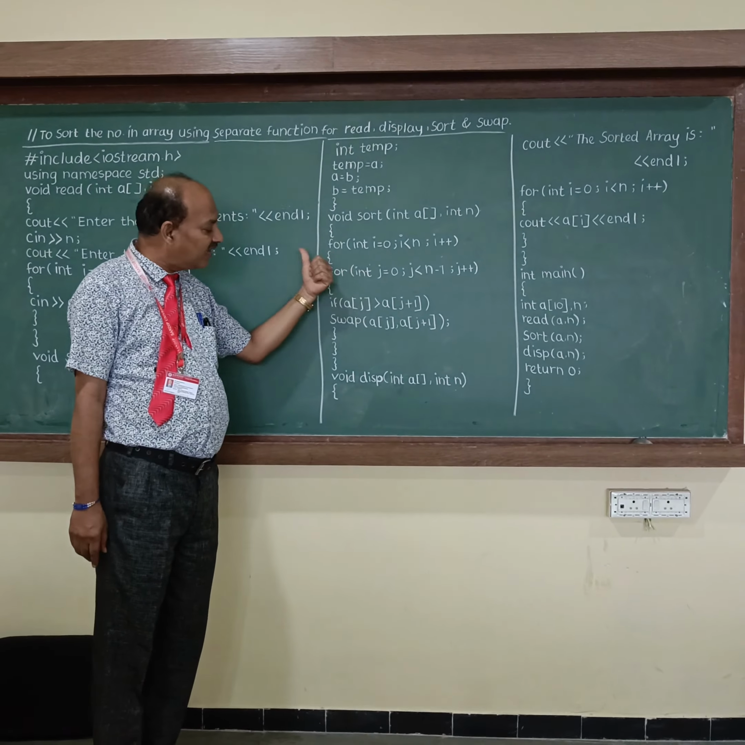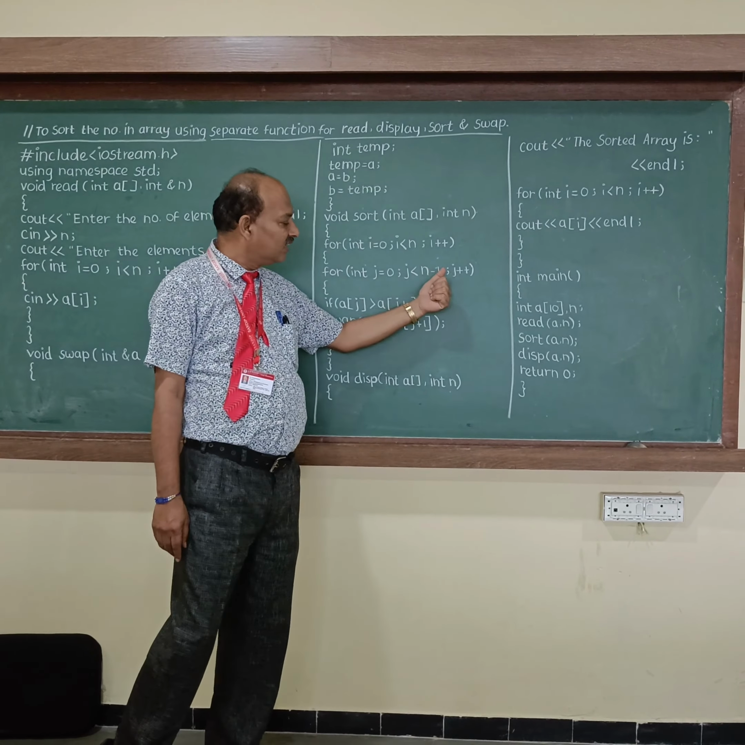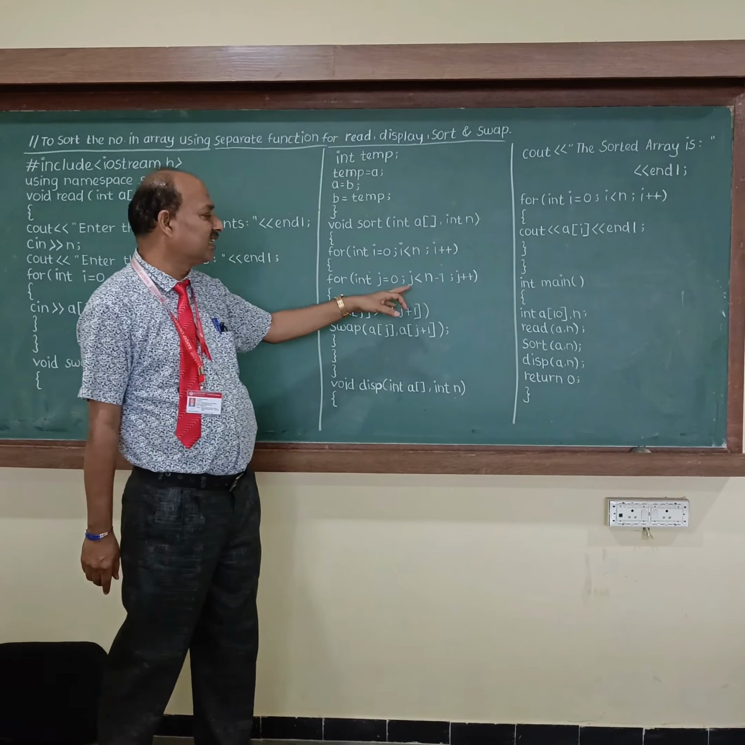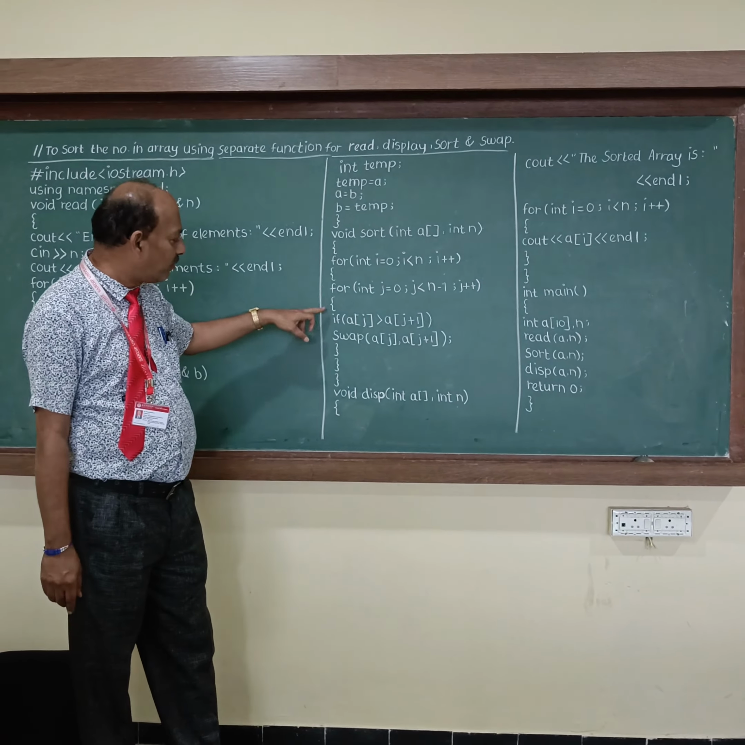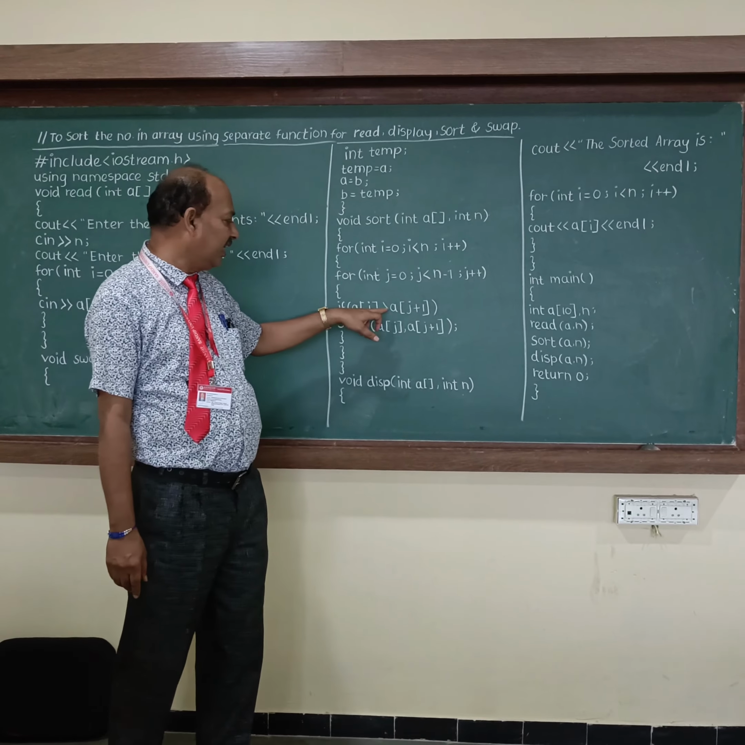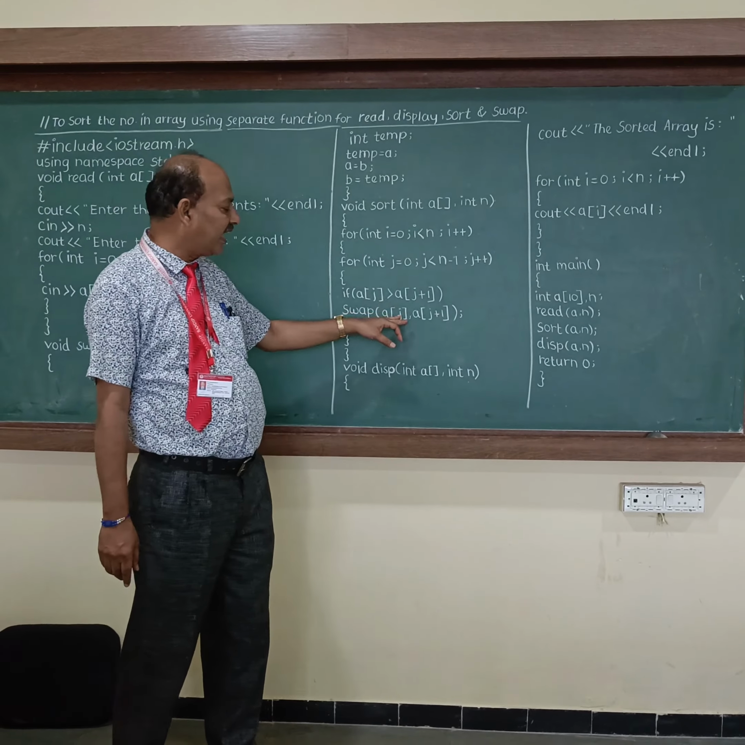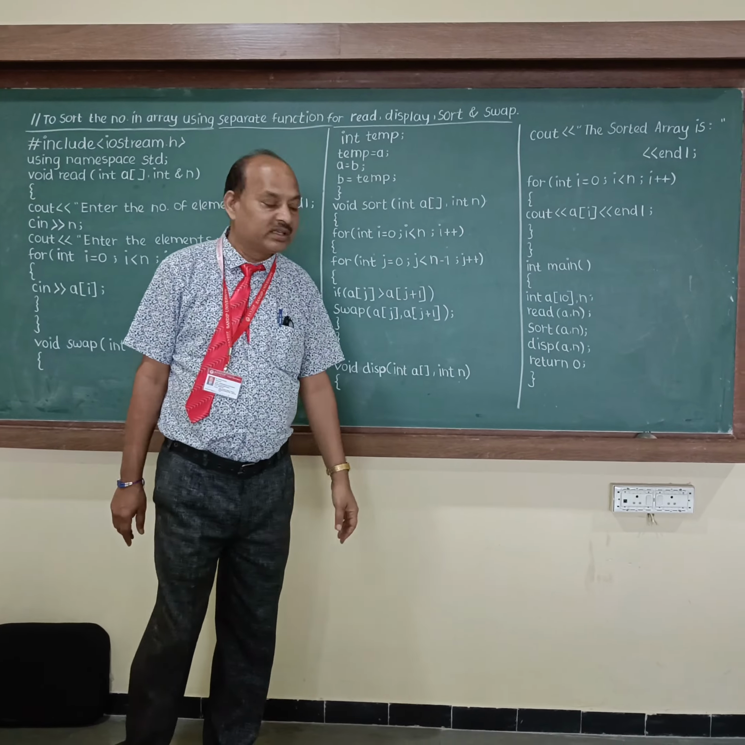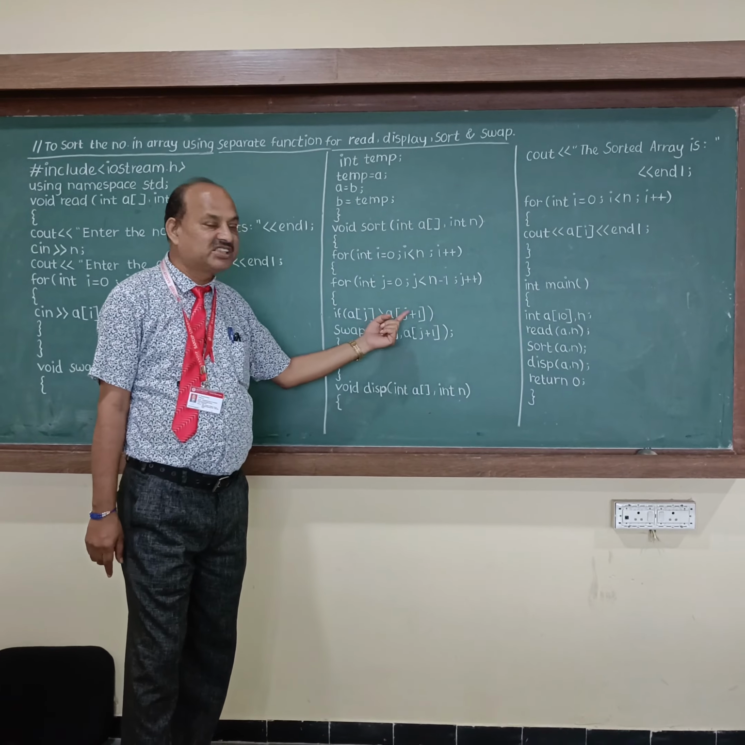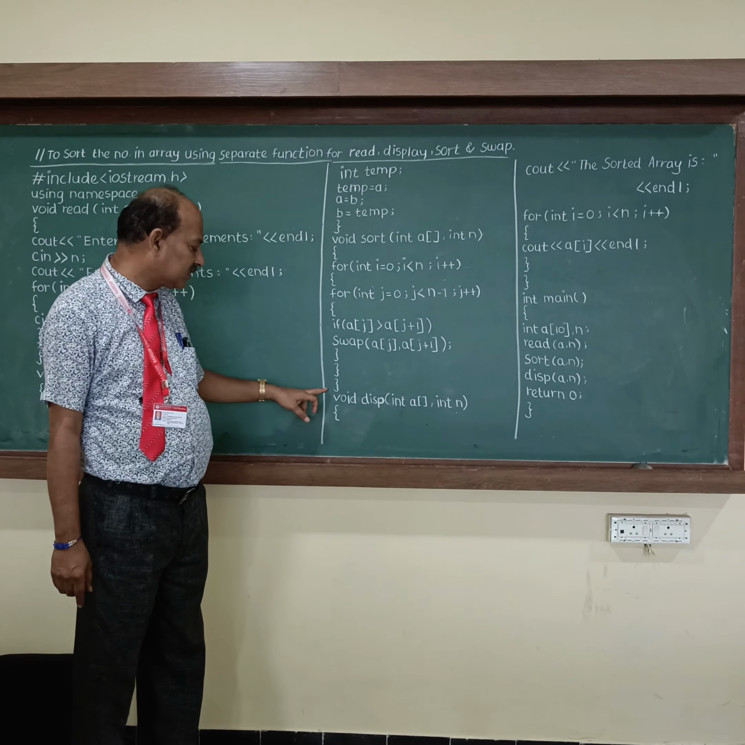Again for (int j = 0; j < n - 1; j++). You have to increase j till j is less than n minus 1. Then open the brace. If a[j] > a[j+1], swap(a[j], a[j+1]). You have to process the swapping till a[j] is greater than a[j+1]. Then close the braces.